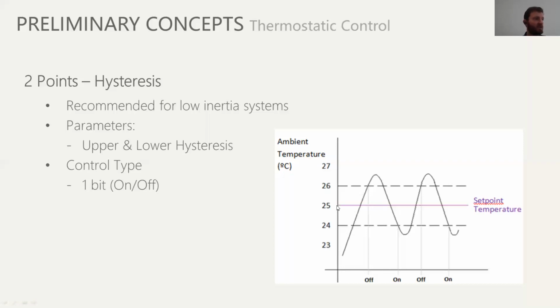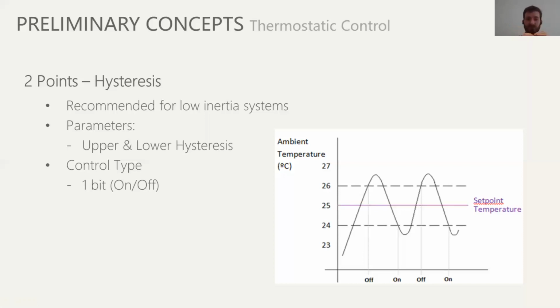And because our set point is 25, we have defined an upper hysteresis at 26 degrees and a lower hysteresis at 24 degrees. So 1 degree over set point would be our upper hysteresis, and 1 degree under set point would be our lower hysteresis.